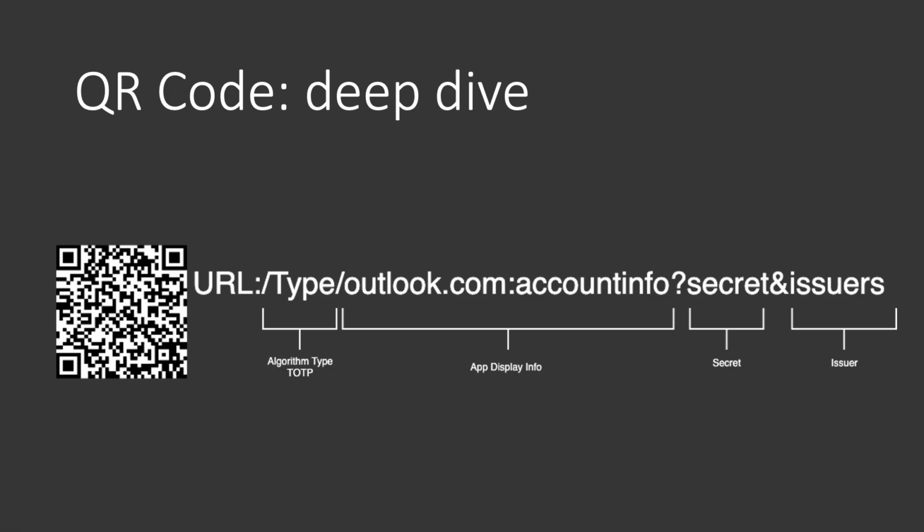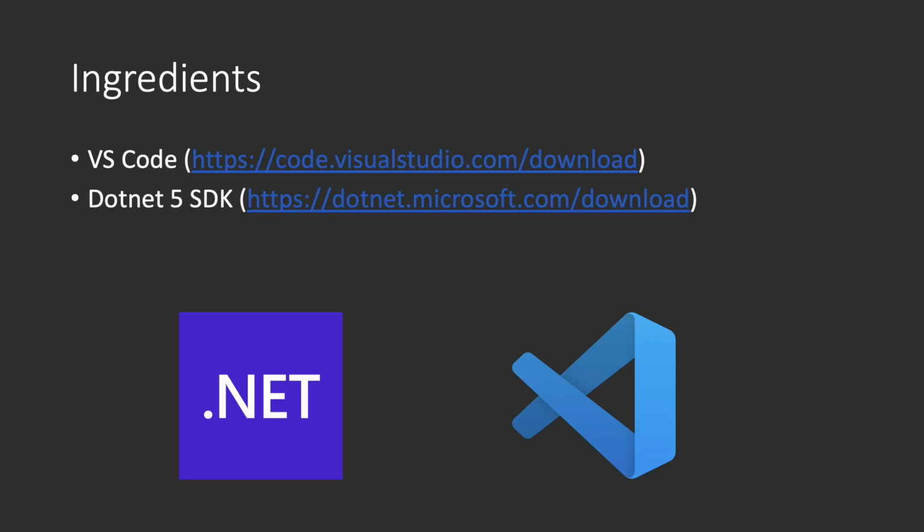Once we have done this, let us discuss what ingredients we need in order to implement it within our ASP.NET 5 application. Basically, we're going to need two things: VS Code as our code editor, and the .NET 5 SDK, which is very easy to download and install.